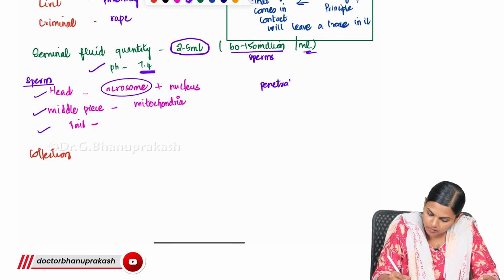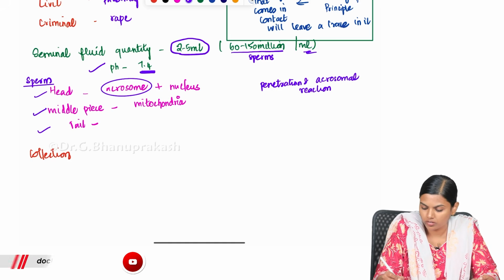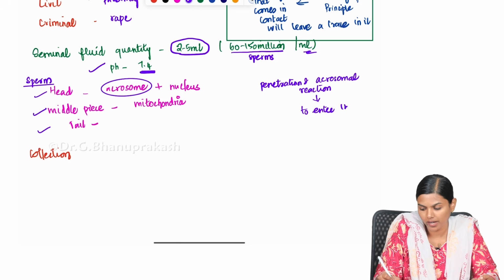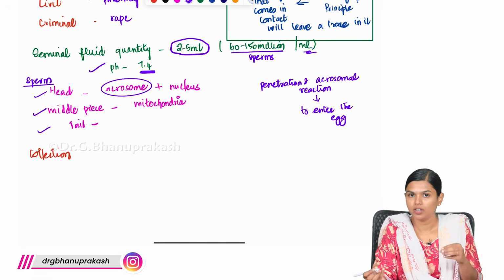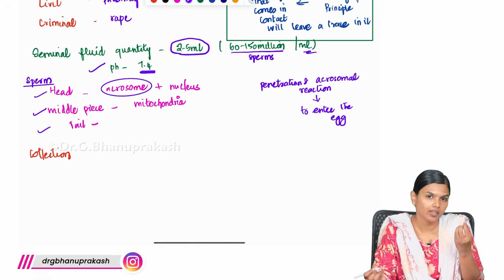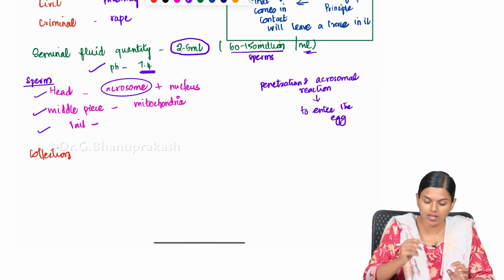penetration and the acrosomal reaction. This helps the sperm enter the egg, to go beyond the membrane of the egg. The acrosome has certain chemicals which undergo a reaction, opening up the gate, and the sperm enters the egg. So this is the acrosome.